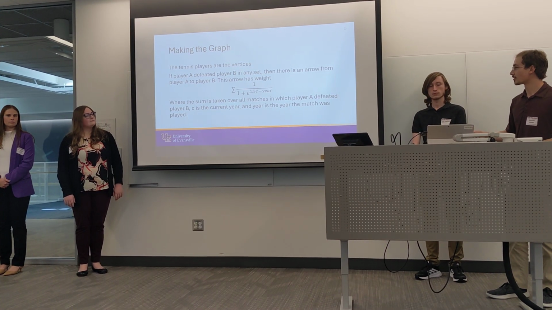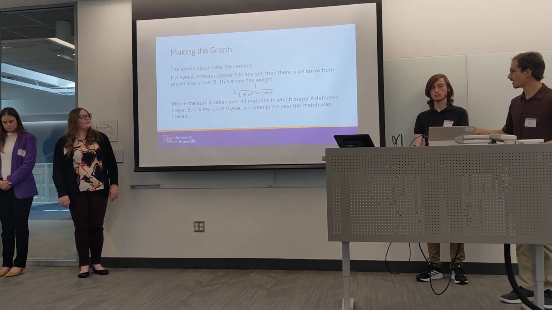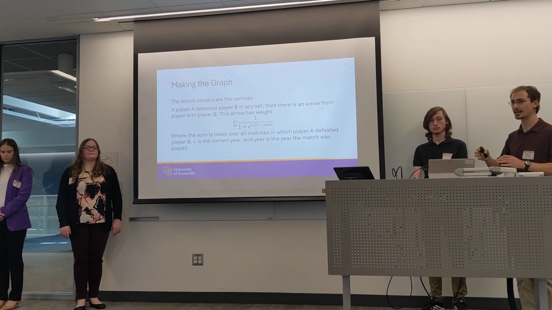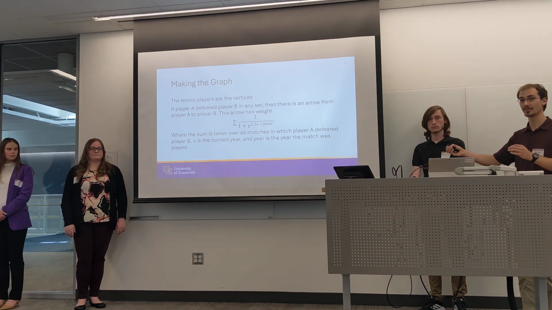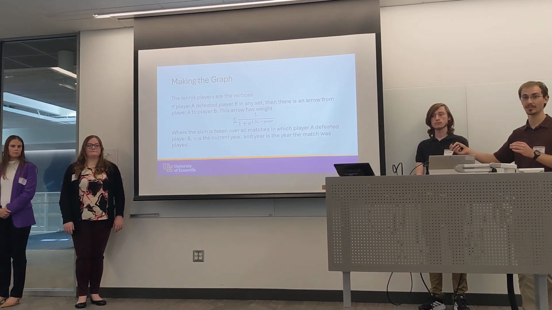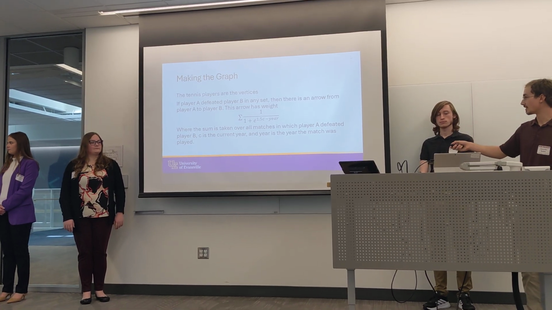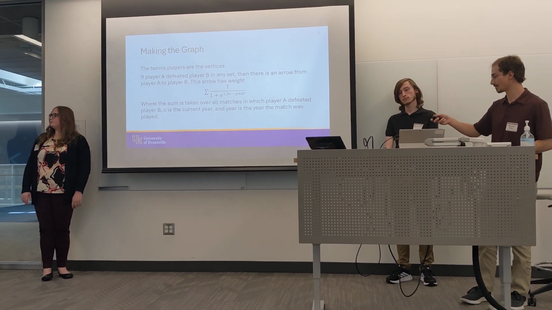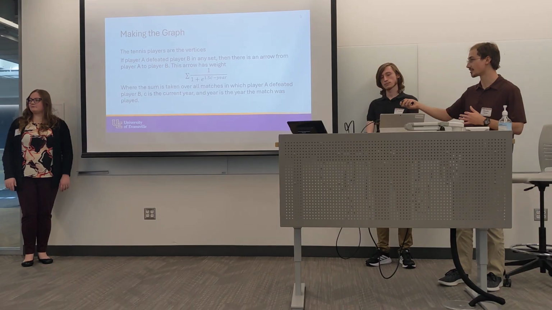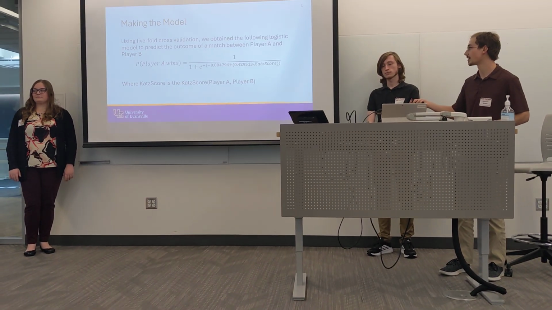So then we use the score to create a predictive model. We put an edge from player A to player B if player A defeated player B in a tennis set, and then we weighted each edge by this much. We did a bit of experimentation. This is the best way to weight the edges that we found.